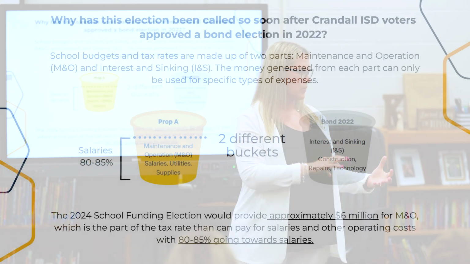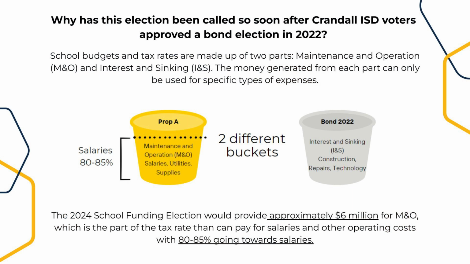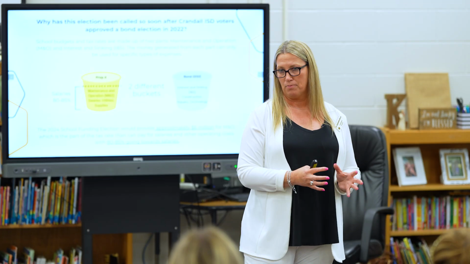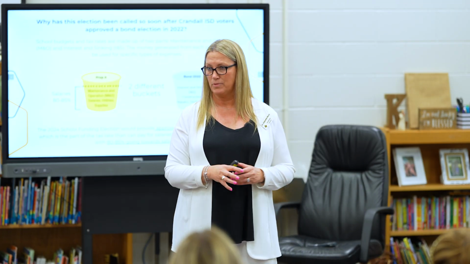And then you have this gray bucket, and the gray bucket is called I and S, and that stands for interest and sinking. And the interest and sinking bucket pays for all of the capital projects, like building new buildings, painting your hallways that happen this summer, putting new air conditioners on Martin Elementary, the new wing that we're building at the high school, the Performing Arts Center that's coming. So everything in gray is around capital projects and building projects, okay?